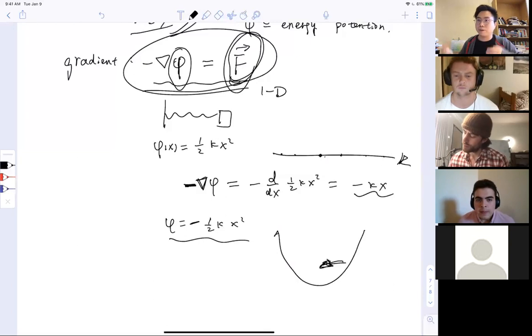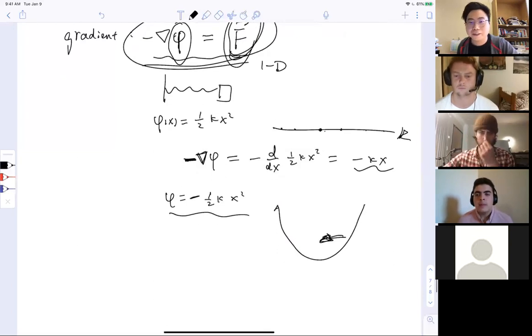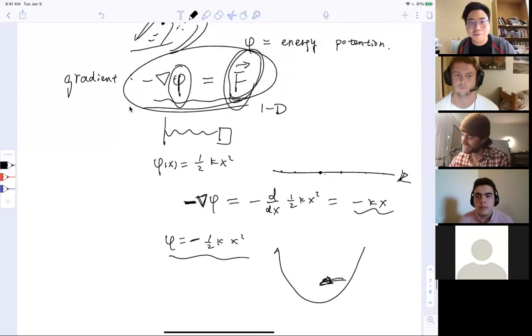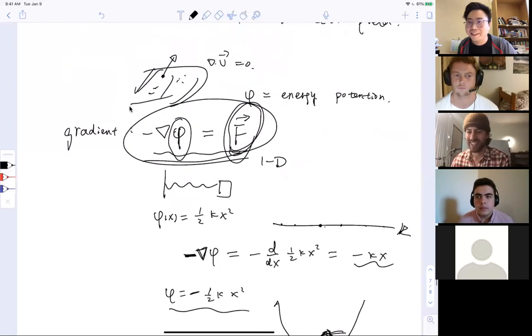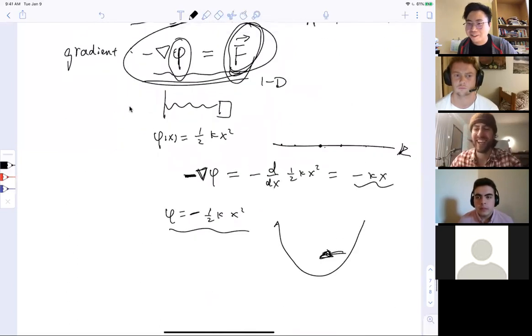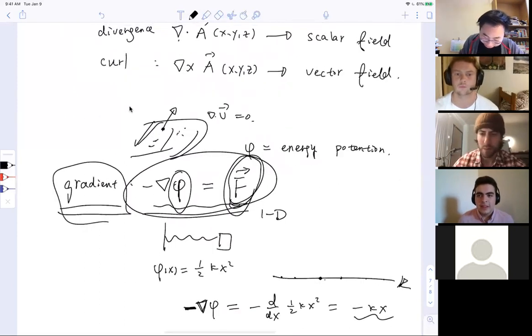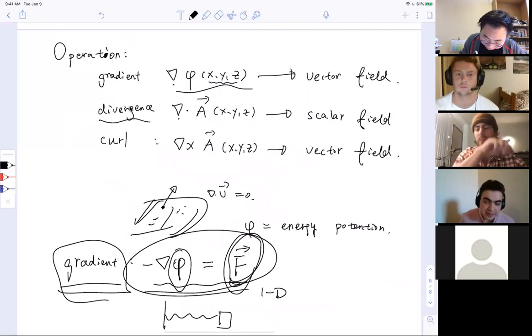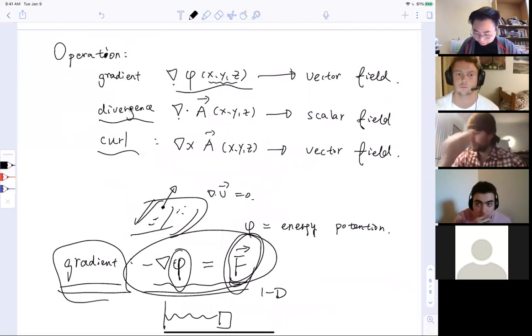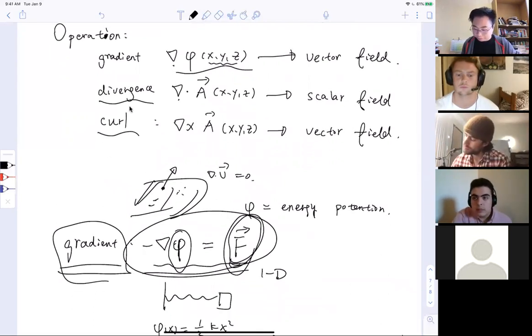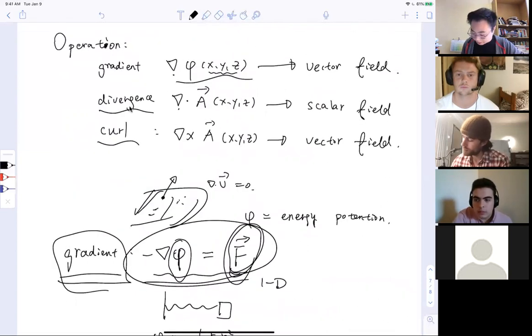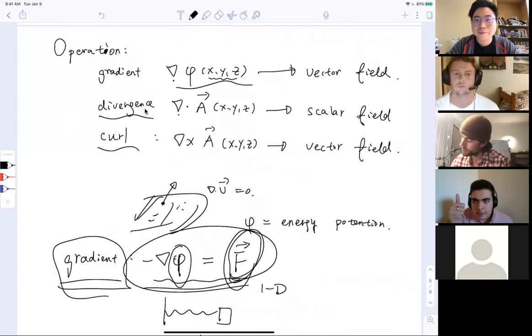It's quite intuitive. Okay, so time goes quite fast, and we've already run out of time. So it's good. Gradient, divergence, curl: next time we can talk about this and more stuff. Yeah, that's it.